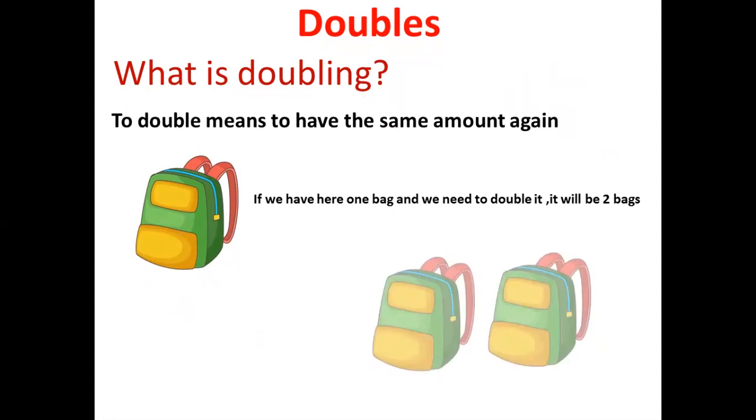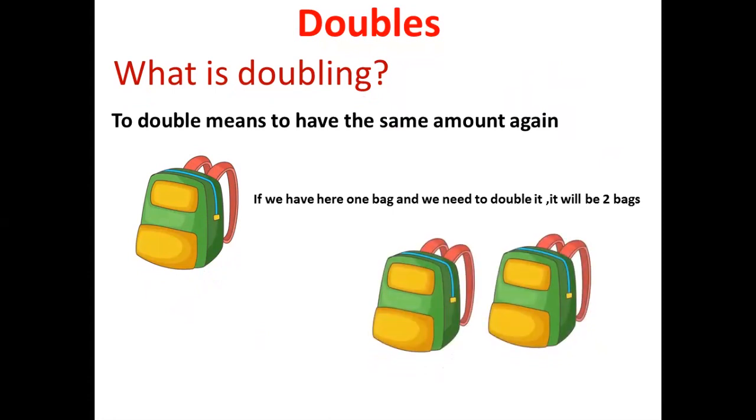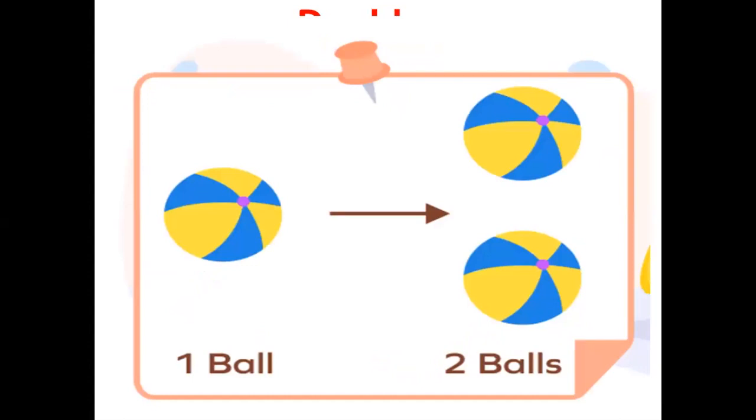Double of 1 is 2. I add the same number again, so it will be 2. Double of 1 is 2. Like here, we have one bowl and we want to double it. Double of 1 is 2.